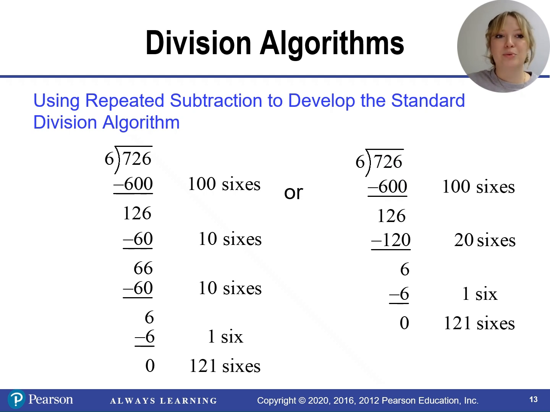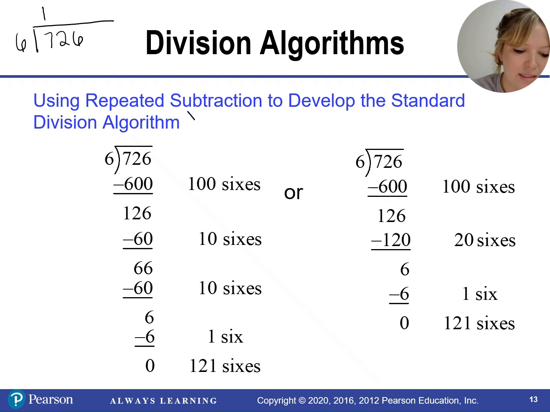We can also use repeated subtraction to help us think about developing the standard division algorithm. So to remind you, the standard division algorithm would typically go 726 divided by 6. And you ask yourself, how many times does 6 go into 7? It goes in 1 time. 1 times 6 is 6. And then I subtract 6 from 7. That leaves me with 1.